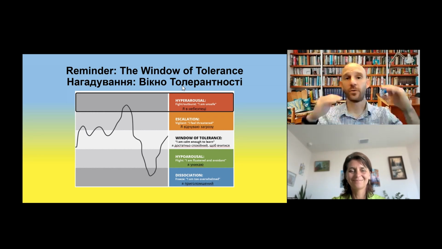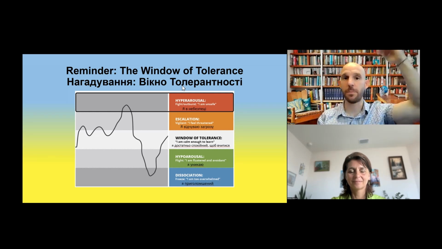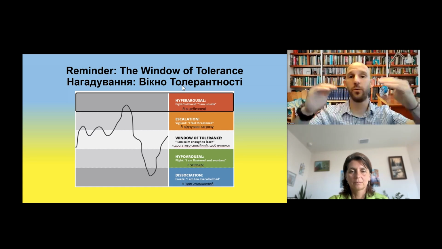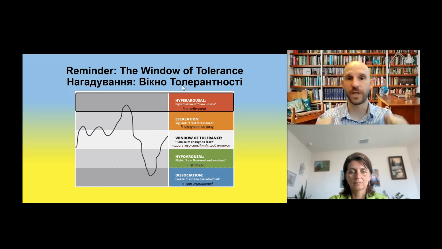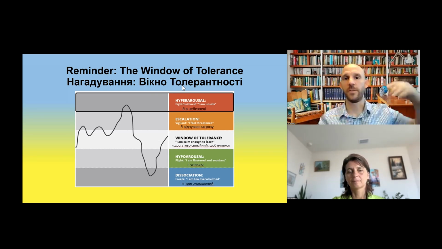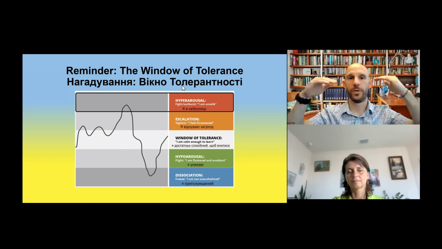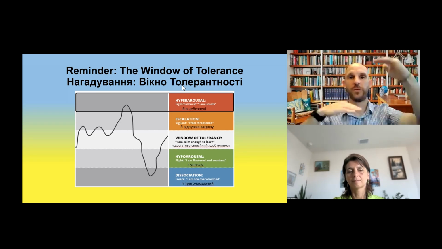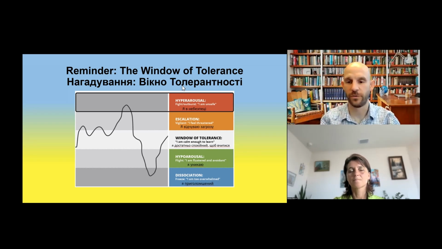When the impacts grow greater, then we either move into the red hyperarousal zone where we feel very overwhelmed and agitated, or we move into the blue zone where we feel shut down and numb and dissociated. And exactly where we are can change moment to moment. If we find ourselves moving away from the middle, then it is helpful to rebalance ourselves to re-enter our zone of tolerance.